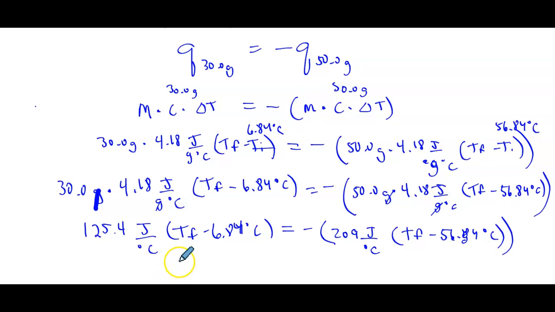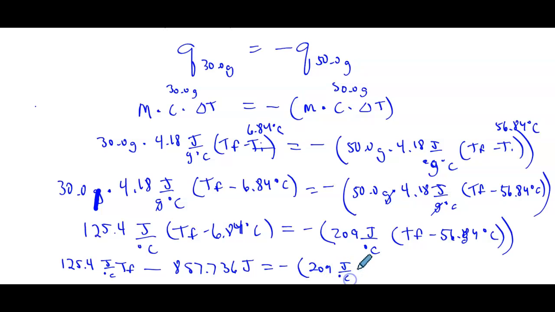All right, now I have no choice. I have to distribute. So I'm going to distribute this. So this is going to become 125.4 joules over degrees Celsius TF minus, I'm going to distribute, right? So 125.4 times 6.84. And I'm going to do 857.736 joules, because when I multiply these, degrees Celsius would have canceled, equals, I'm keeping that negative out here still, 209 joules over degrees Celsius TF.